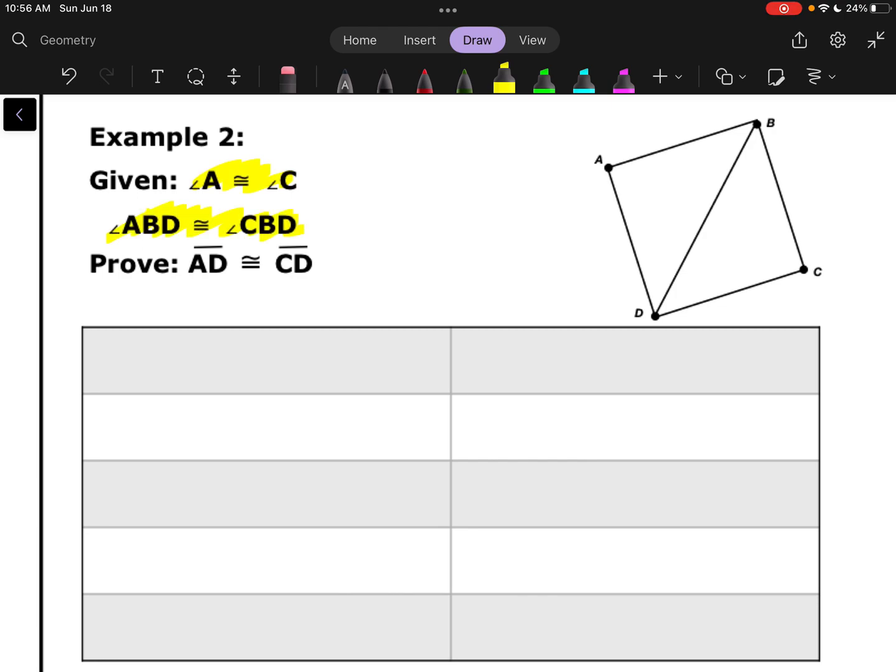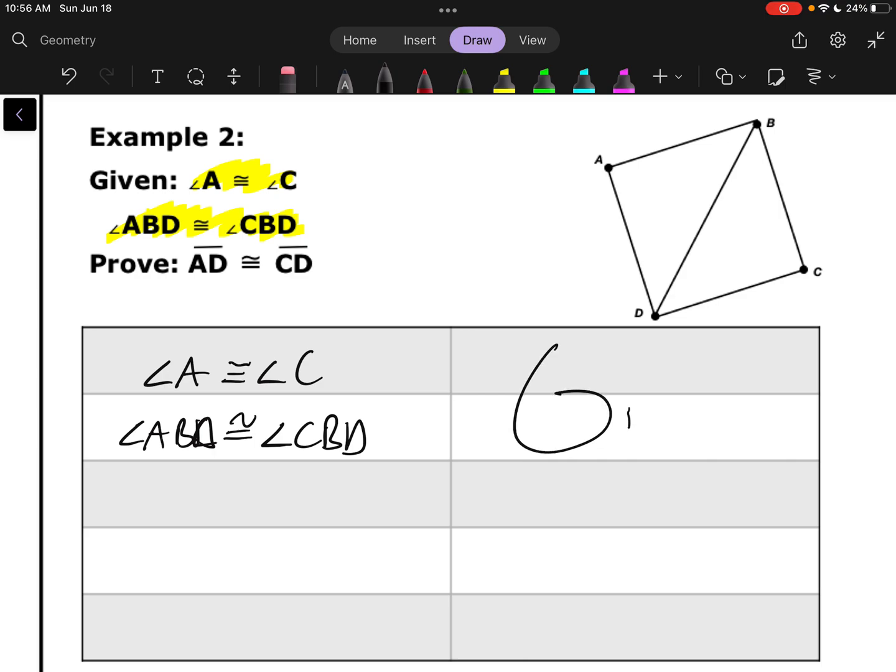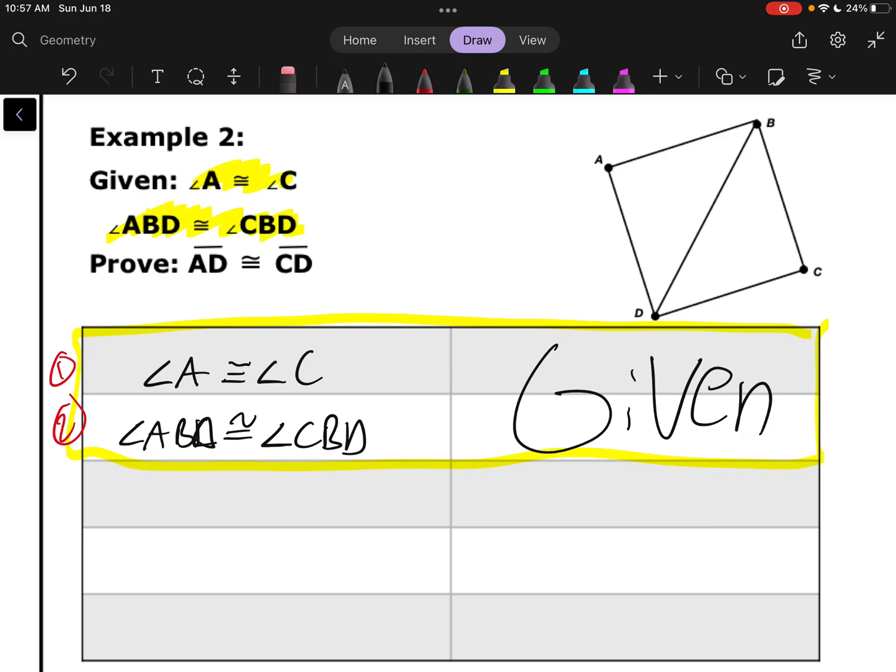So what do we know? We know angle A is congruent to angle C, and angle ABD is congruent to angle CBD. Both of those are given to us. So that is already two congruent things that we have between these triangles: A with C, ABD with CBD. So really we need one more congruent thing, then we can say our triangles are congruent.